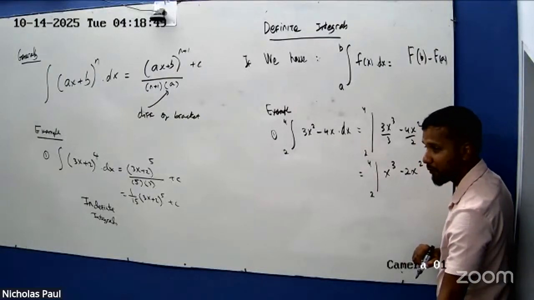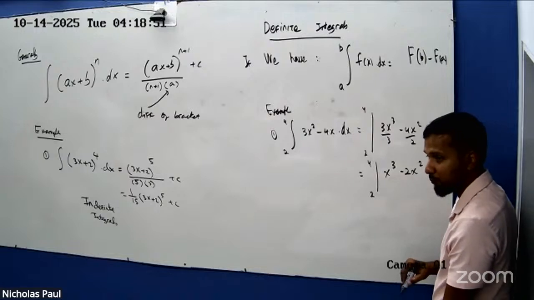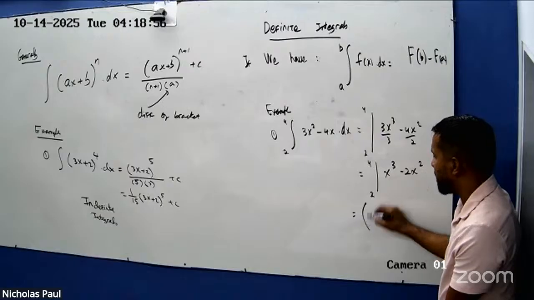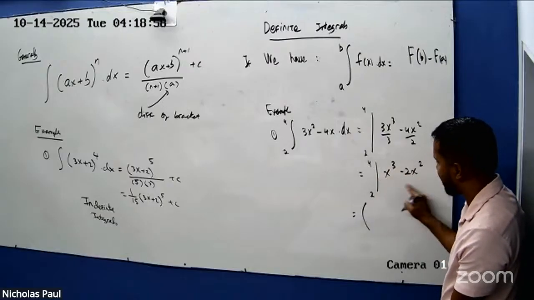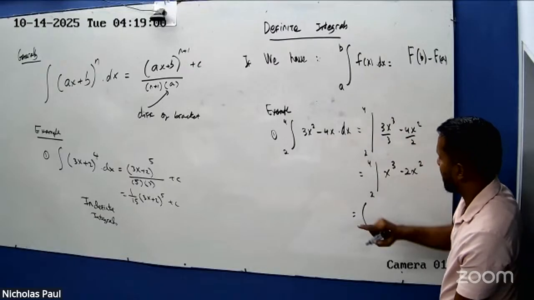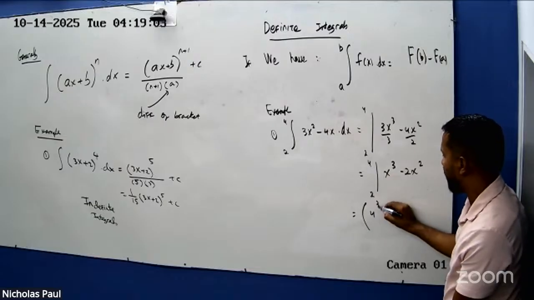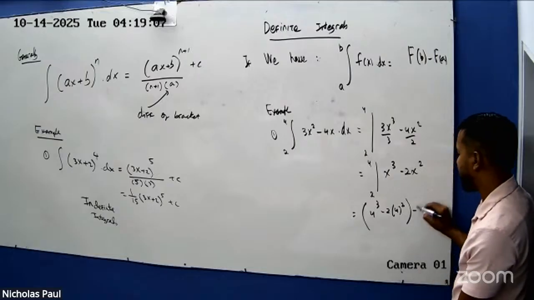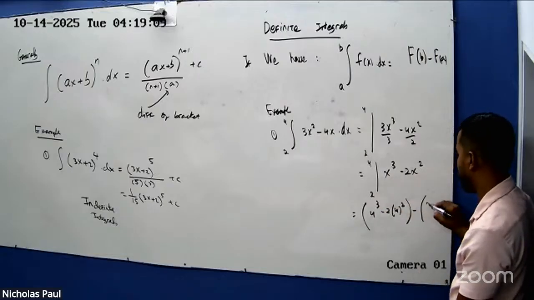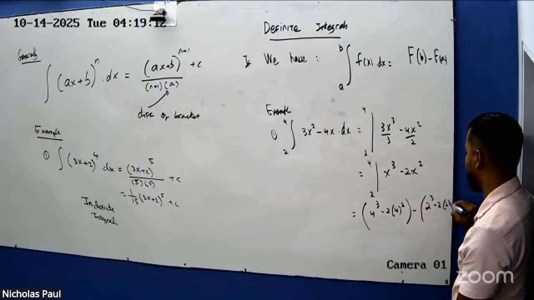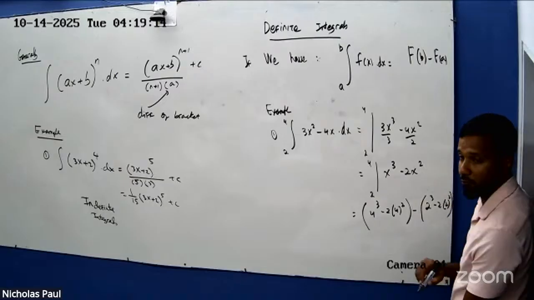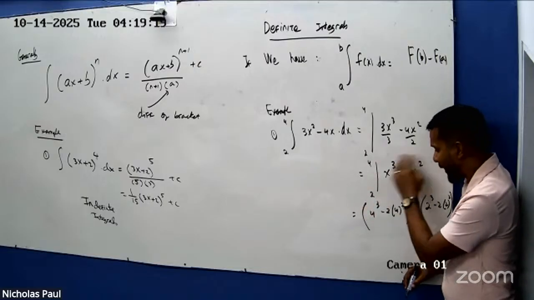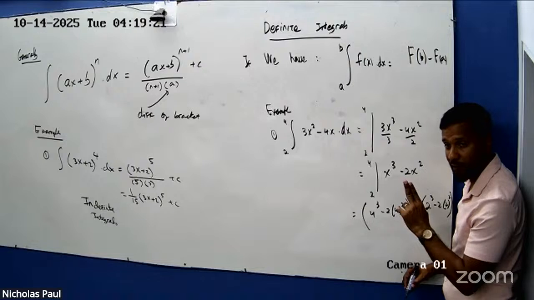Ready, done? What are you going to do now? Pay attention now. Plug in the 4 now. So I'm going to drop in 4 because this is the integral of this. 4 cubed minus 2 by 4 squared. And now I'm going to minus, dropping in 2 in here. 2 cubed minus 2 by 2 squared. So I'm going to put 4 in here, work out that value. Put 2 in here, work out that value. And then subtract them.